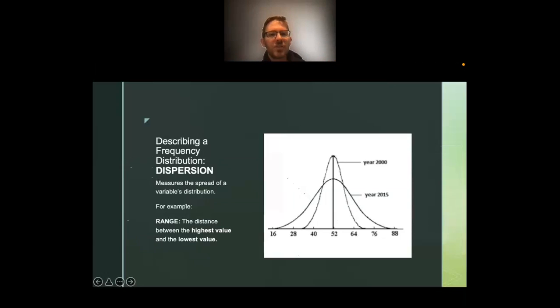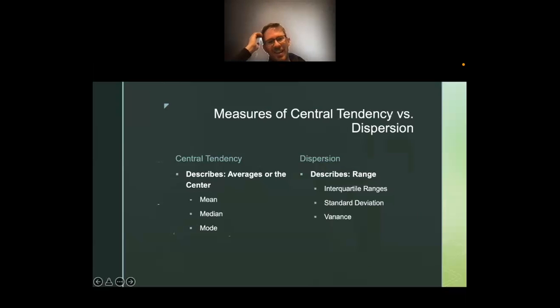And like I said, the dispersion is looking at the range, right? And the variable's distribution throughout the numbers and throughout the categories. One of those measurements is the range. But here are the different kinds of central tendency and dispersion. So the central tendency is describing the average or the center, whereas the dispersion is looking at how it spreads throughout the possible categories. Let's start with central tendency.